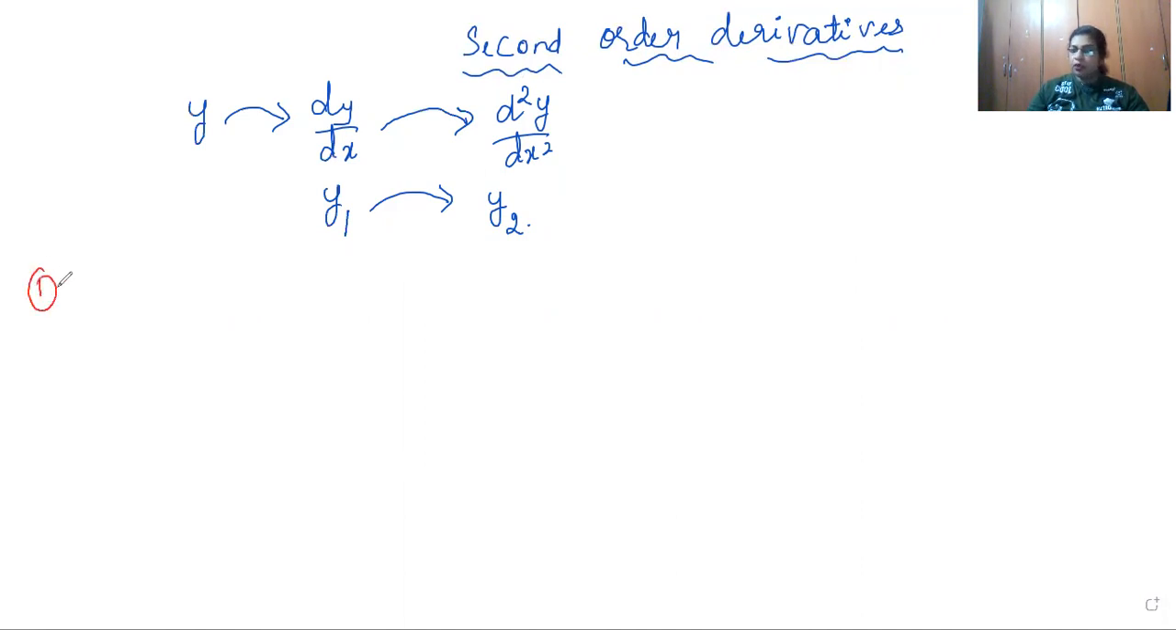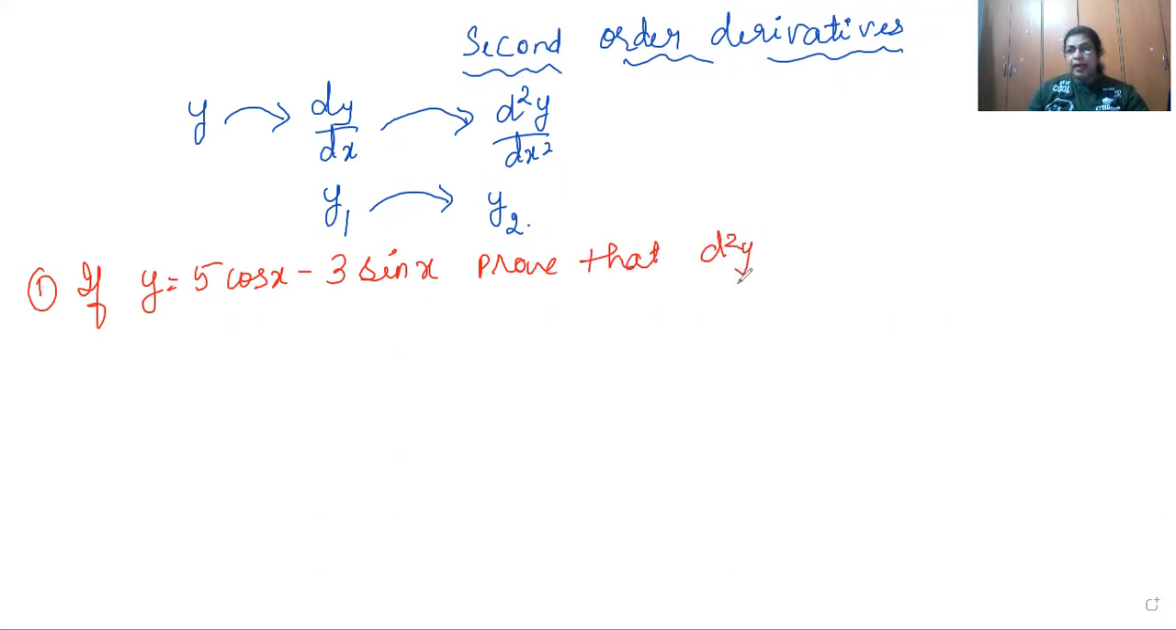Let us start now. Suppose I take the first question. If y is equal to 5 cos x minus 3 sin x, prove that d square y by dx square plus y is equal to 0. The moment I see d square y by dx square in the question, the idea that should come to my mind is I have to differentiate two times. Okay, fine. So let us start differentiating.